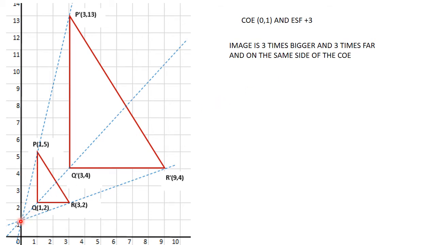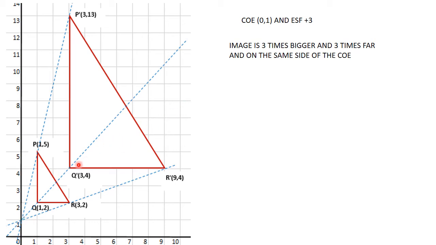This is where they have the laser, there is the center of enlargement, and the image has gone the same direction as the object, thrice as far and also thrice bigger. What can we see here? If you look at the point P prime and P, they are on a straight line which, if you continue, somehow passes through the center of enlargement.